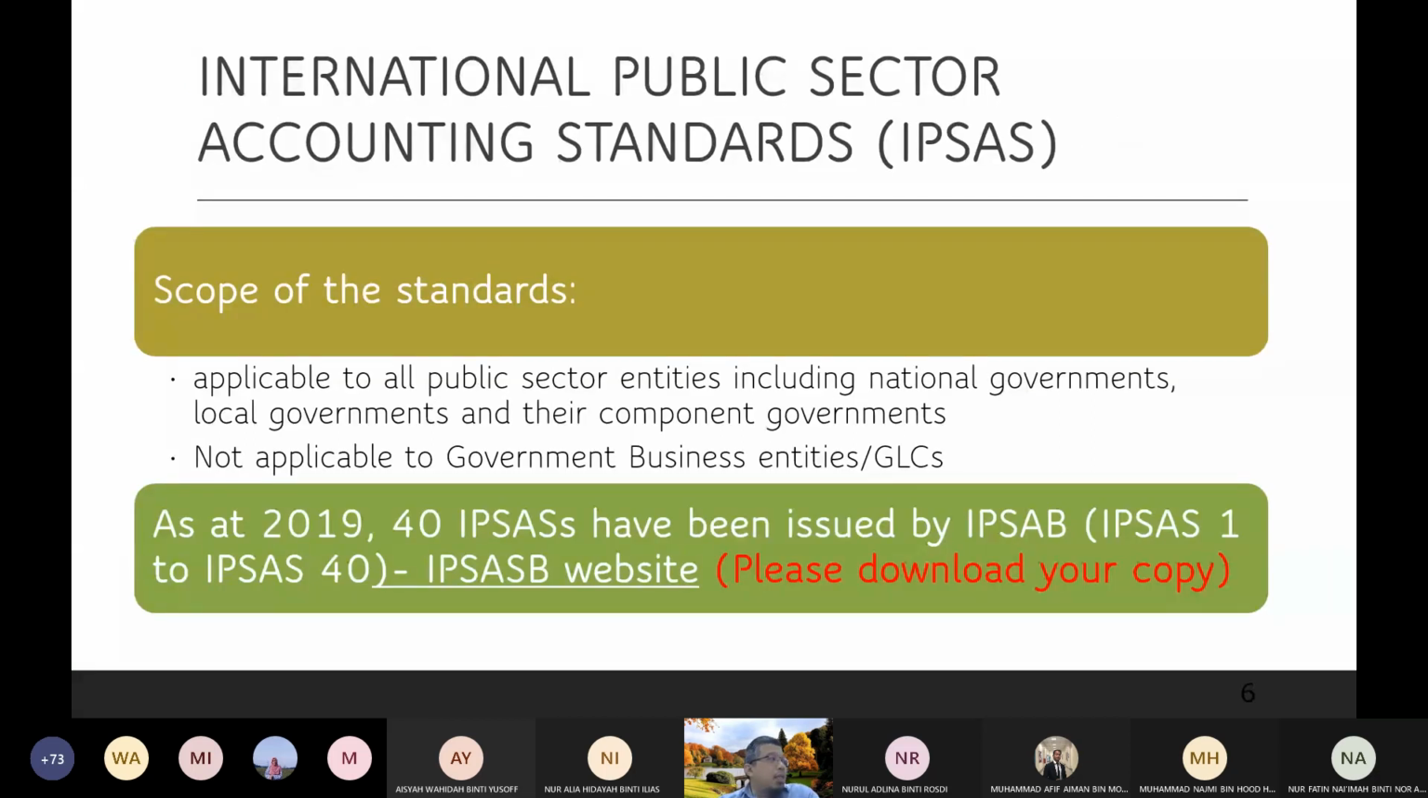Okay, international public sector accounting standards. I think we discussed this. Applicable to all public sector entities, including national government, local government, and their component governments, but not applicable to government business entities. In the Malaysian case, of course, GLC, government-linked companies.